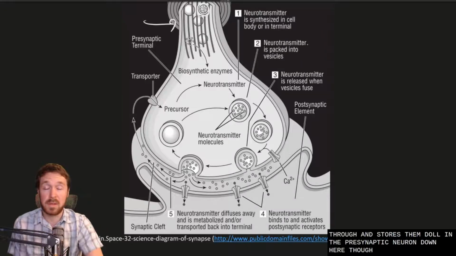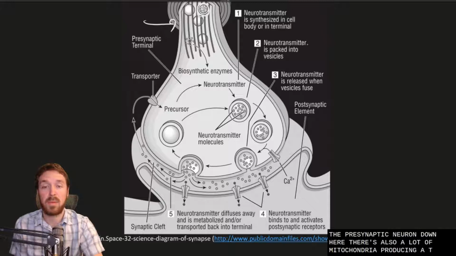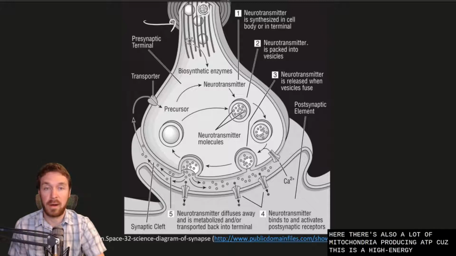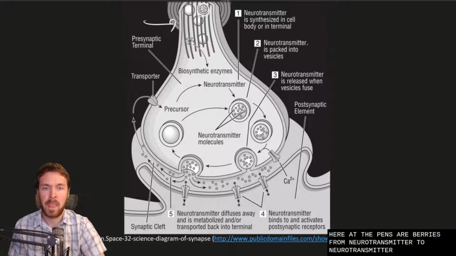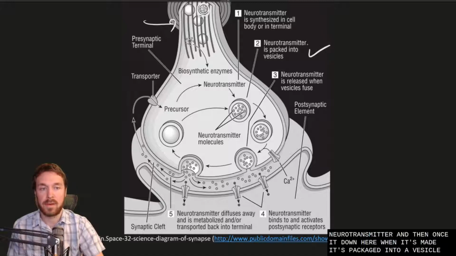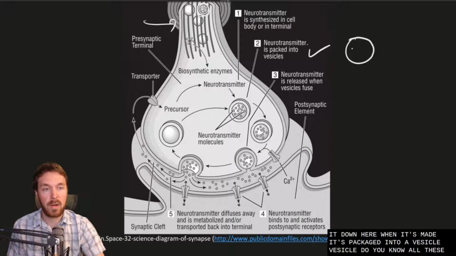Down here, there are also a lot of mitochondria producing ATP, because this is a high energy area. Neurotransmitter is synthesized in the cell body or in the terminal down here. It varies from neurotransmitter to neurotransmitter. Once it's made, it's packaged into a vesicle. Vesicles are cell membrane-like structures, and the neurotransmitter gets packaged in them. Remember, vesicles are a phospholipid bilayer as well.